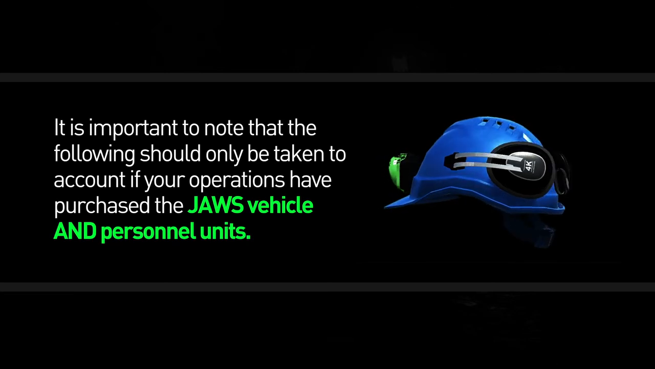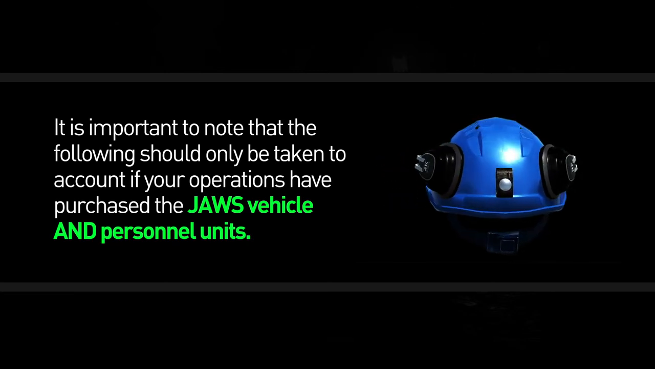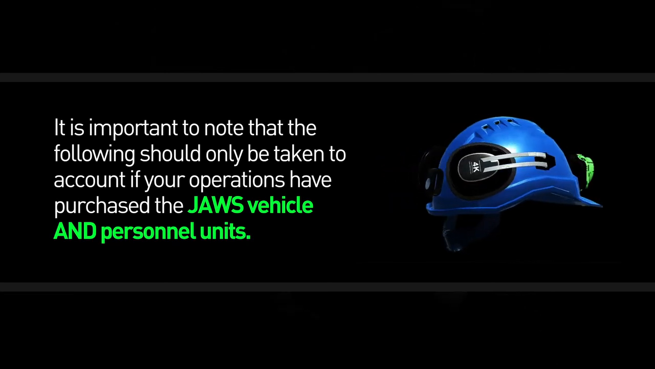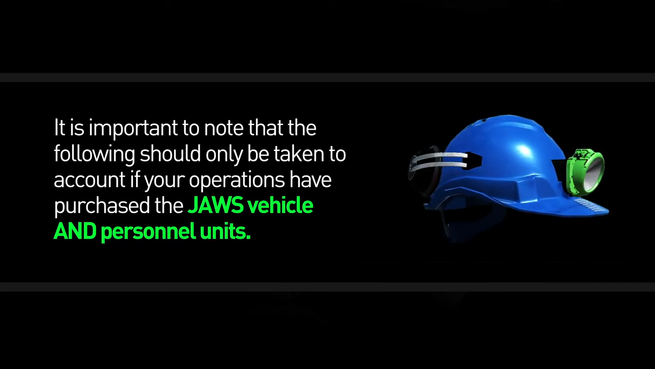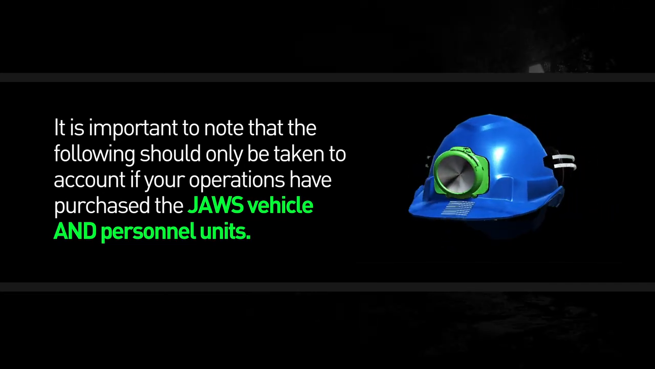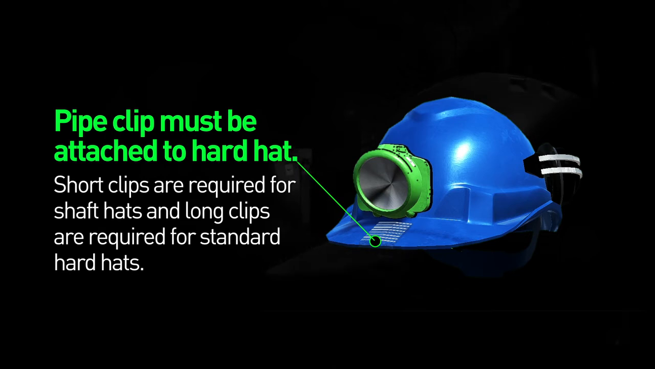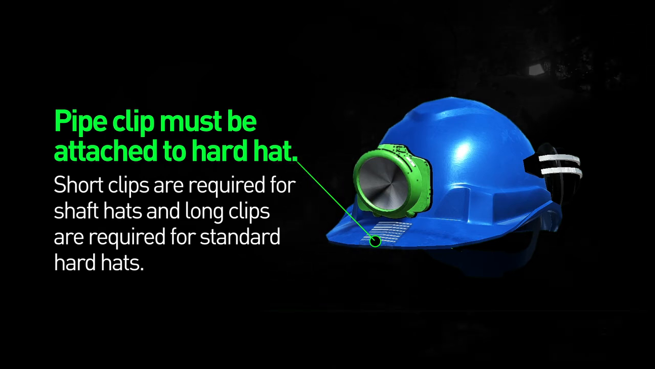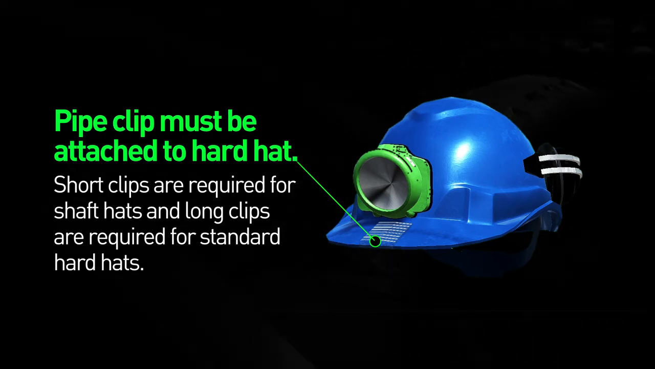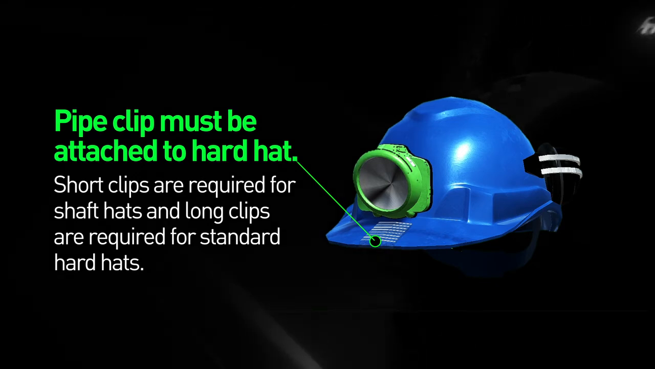It is important to note that the following should only be taken into account if your operations have purchased the J.A.W.S vehicle and personnel units. Pipe clip must be attached to hard hat. Short clips are required for shaft hats and long clips are required for standard hard hats.